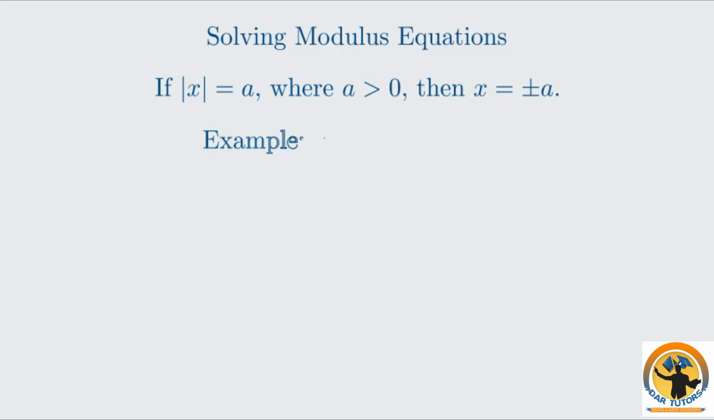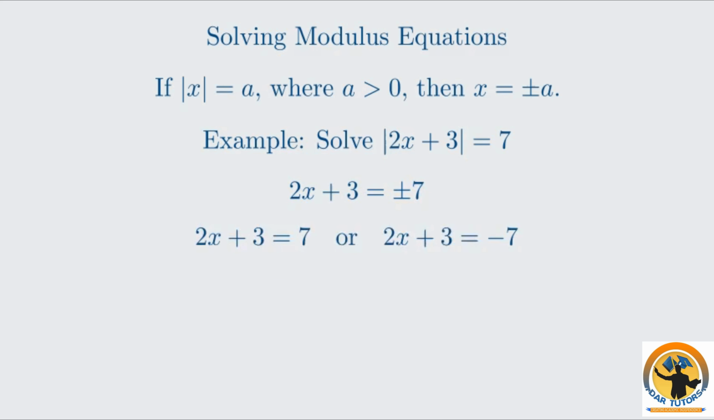Let's solve the equation. The modulus of 2x plus 3 equals 7. Using our rule, the expression inside the modulus, 2x plus 3, must be equal to positive 7 or negative 7. This gives us two separate linear equations to solve. First, 2x plus 3 equals 7. Subtracting 3 from both sides gives 2x equals 4, so x equals 2.